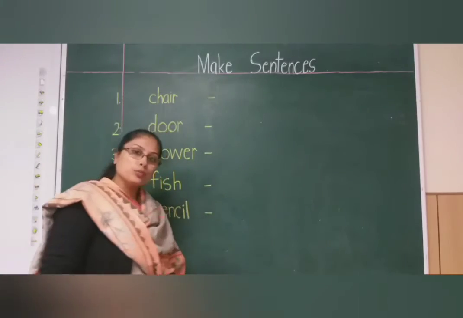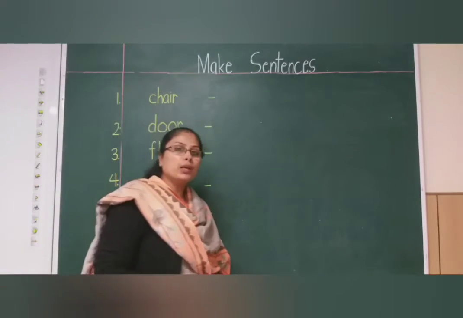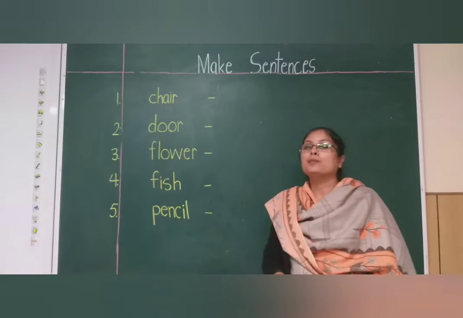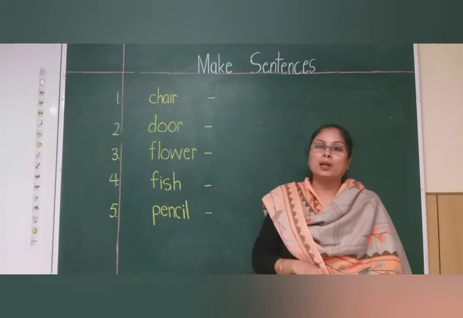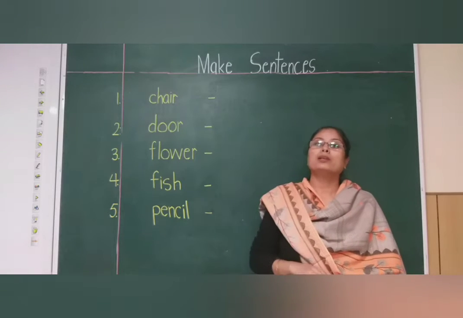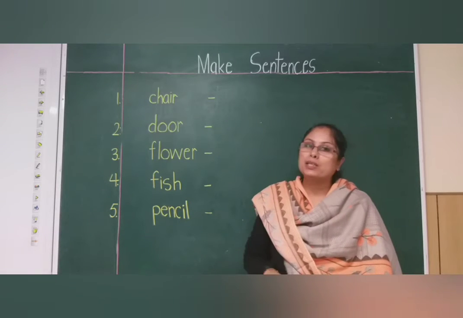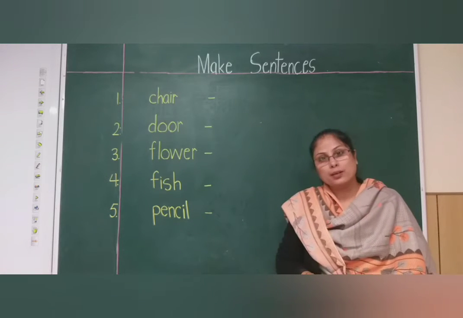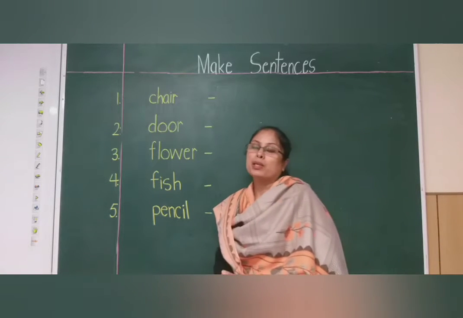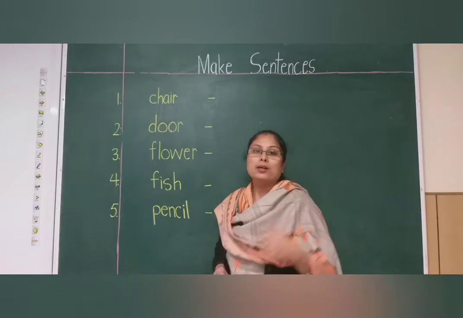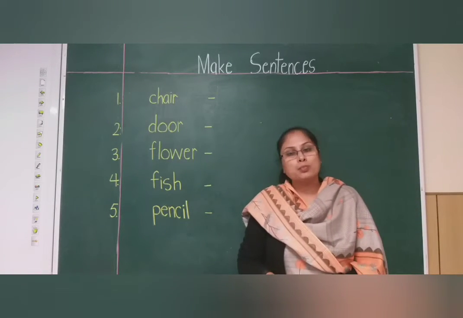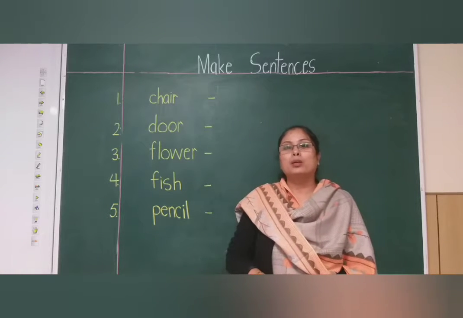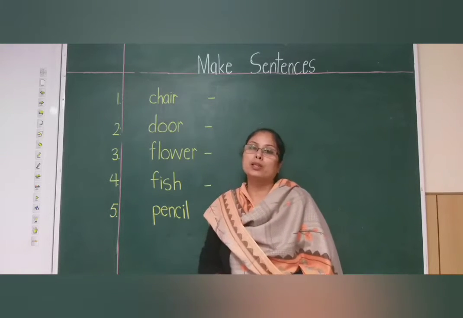In your English notebook, you can make different meaningful and easy sentences with the given word, like fan. You can make sentences with the help of the word fan, that is a fan. It gives us air. It is white in color. Or you can make sentences with the given word chair: this is a chair, that is a chair. Chair is made up of wood. It has four legs. Sit on the chair. You can make any sentences with the given word.